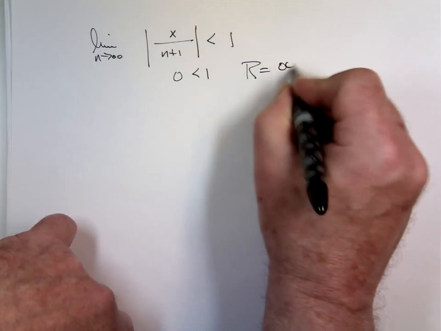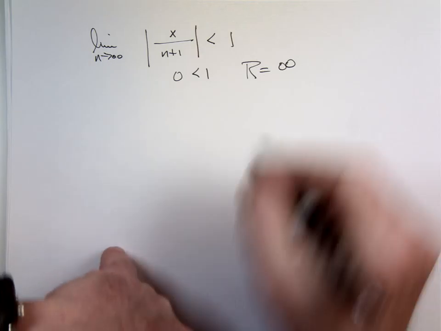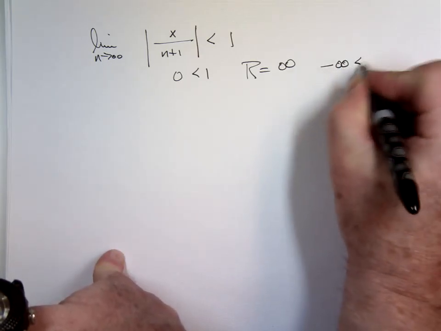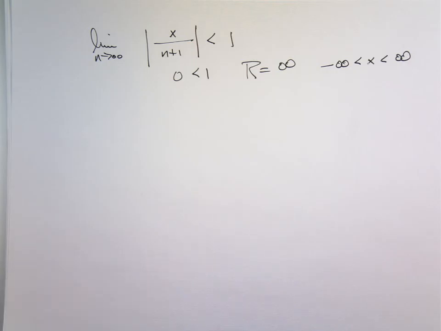Okay? The interval of convergence, which we don't really do because I'm going to ask you for a radius of convergence. An interval of convergence here would be all real numbers, in other words. That converges for every real number.